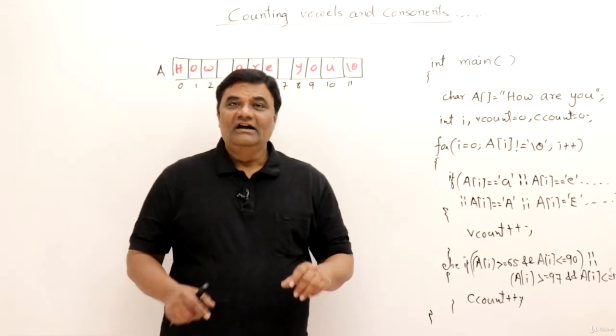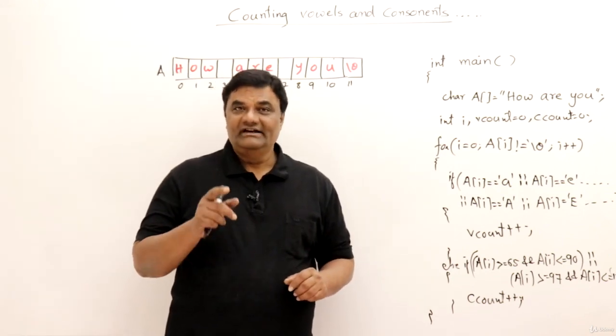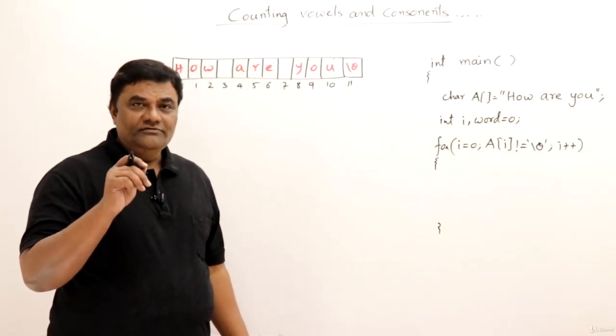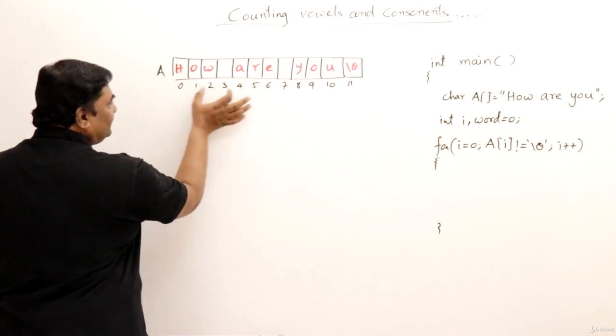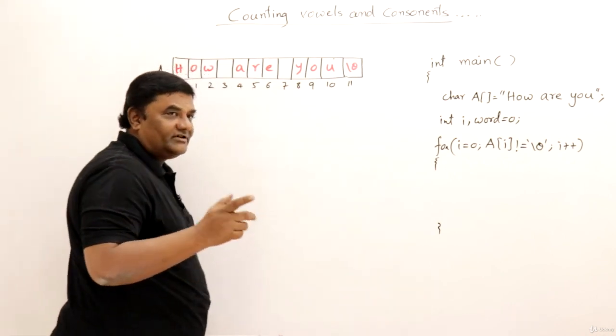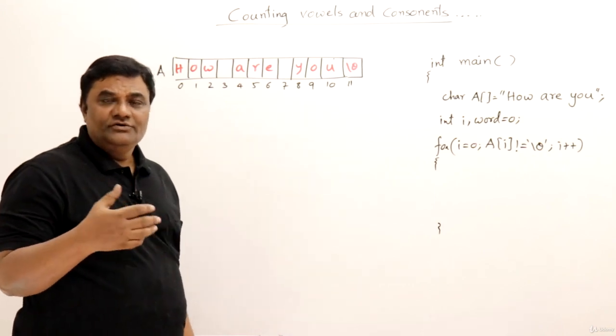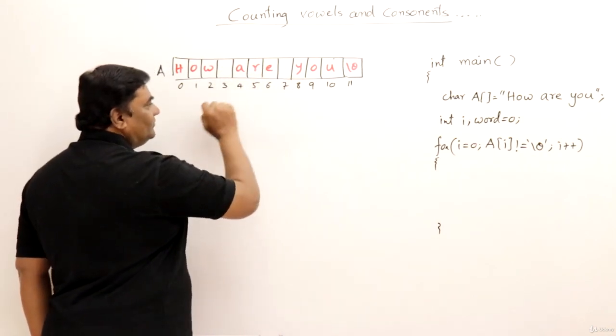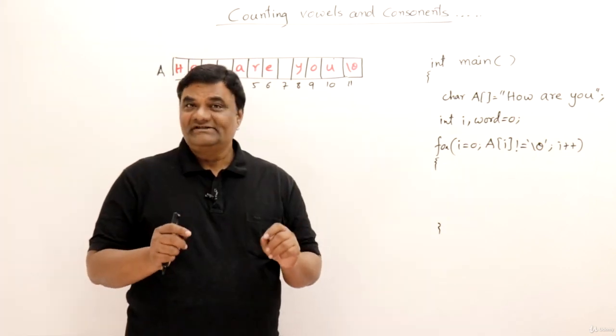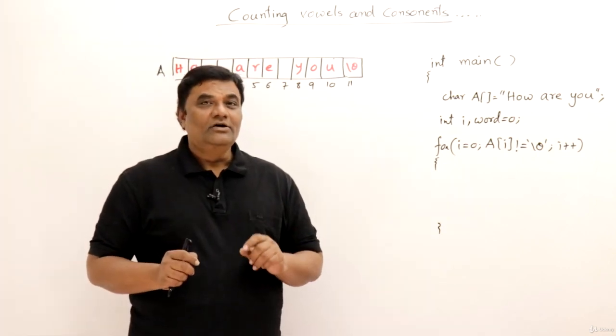Now next let us see how to count the number of words in a string. See, in this string how many words are there? 1, 2, 3. 3 words are there. So how do you know there are 3 words? Because there are 2 spaces, 1, 2. So it means spaces will help us identify words.